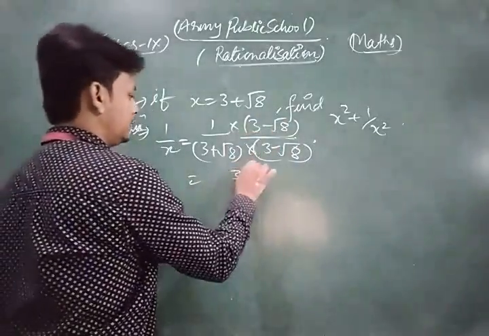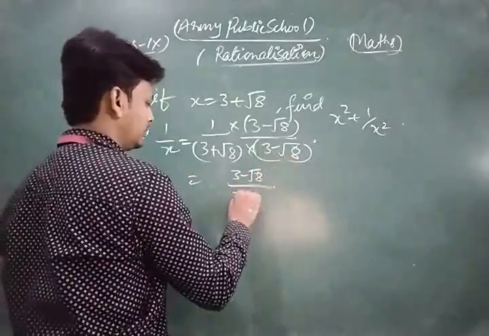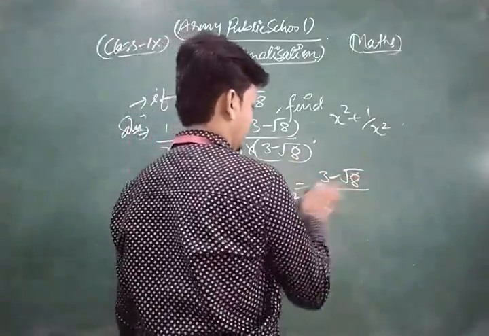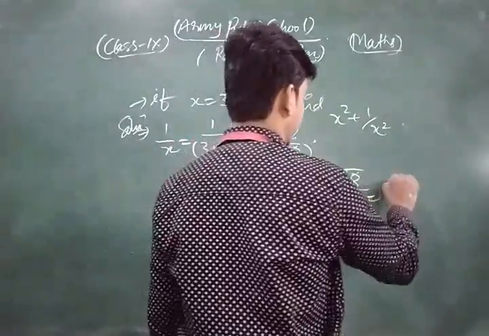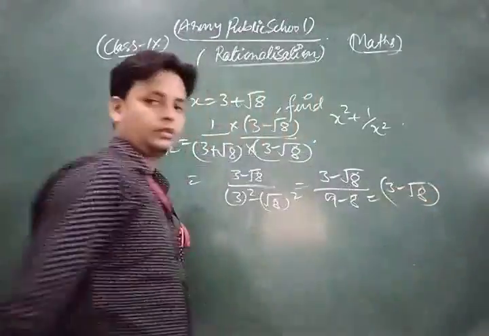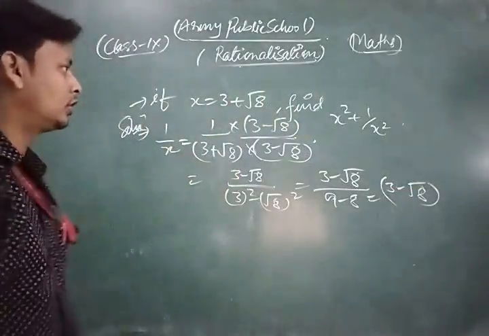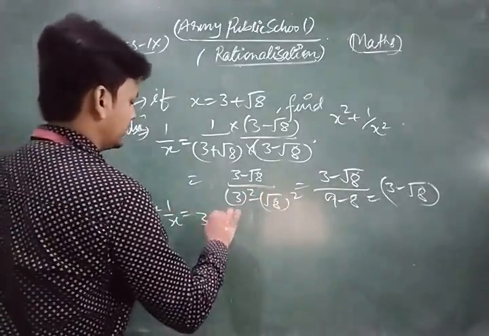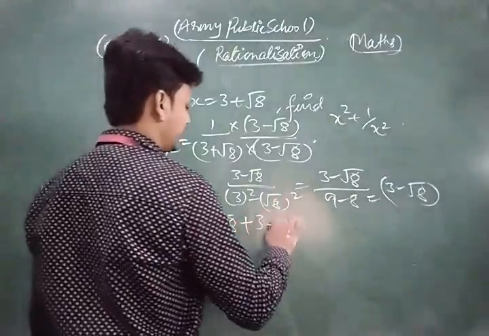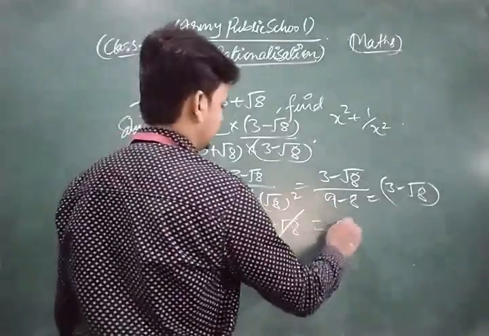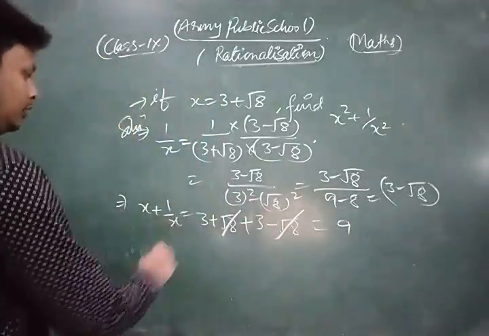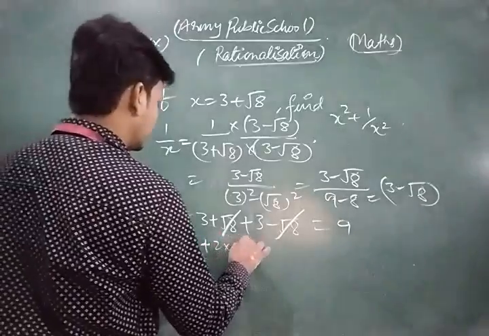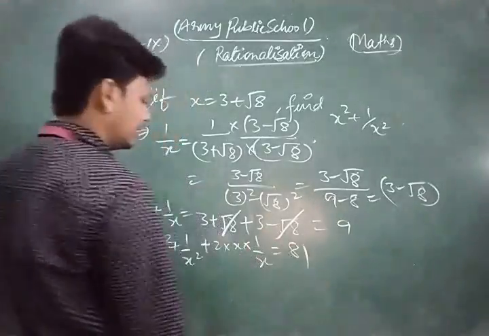So we simplify it to 3 minus under root 8 upon a square minus b square, this is 9 minus 8, that is 3 minus under root 8, means the value of 1 upon x. Now we add: x plus 1 upon x is equal to 3 plus under root 8 plus 3 minus under root 8. So this is cancelled. So now this is 6. Now we take squaring both sides. So a square plus b square plus 2 into x into 1 upon x is equal to 36.